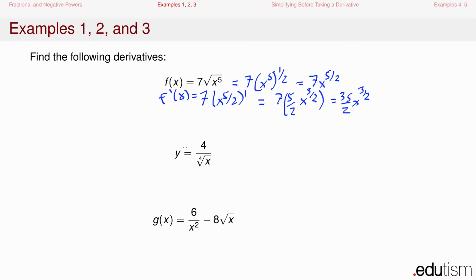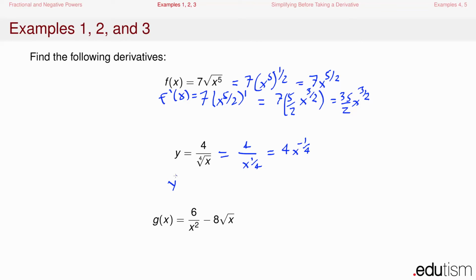The same thing can be done with the function y equals 4 over the fourth root of x. The first step here is to rewrite this as a power function. The fourth root can be rewritten as x to the 1/4. When we divide by a power, it's the same thing as making that power negative. So I have 4 times x to the negative 1/4.